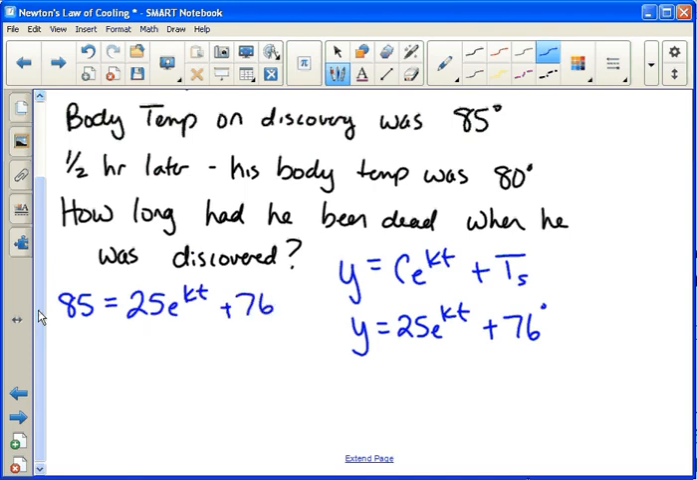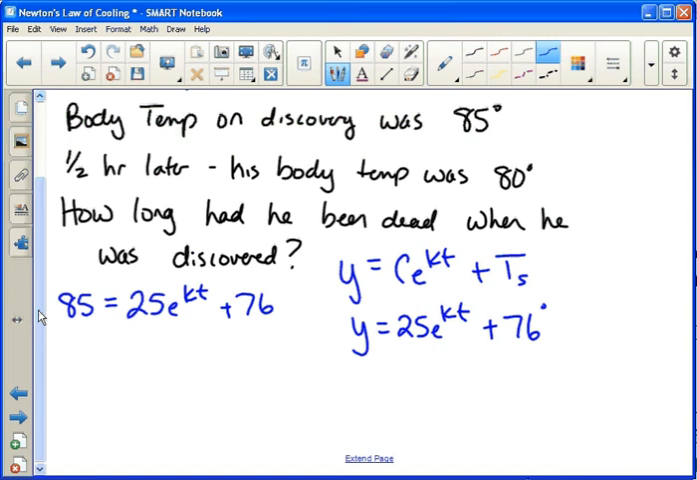But we don't know the time. We don't know the time at which this happened. All we know is that this was the time at which he was discovered. So, for example, if this time turned out to be 90 minutes, then we would know that he was killed 90 minutes before he was discovered. So if we can figure out this time, the time it took him to reach 85 degrees, we'll know how long before he was discovered he was murdered.